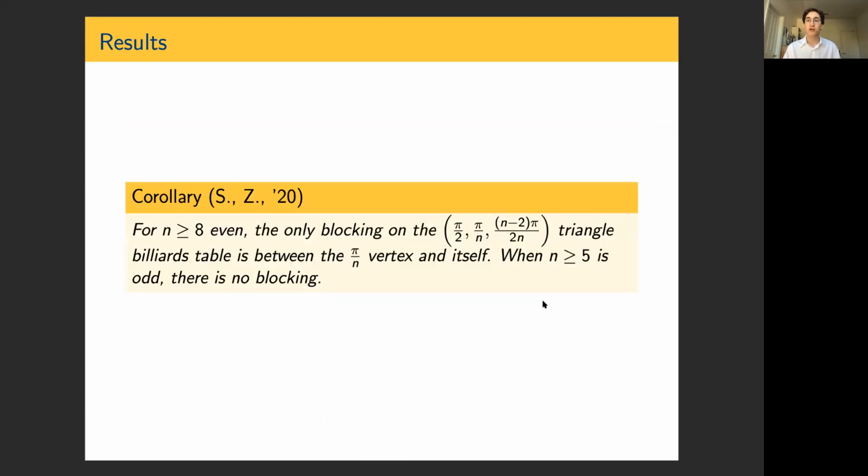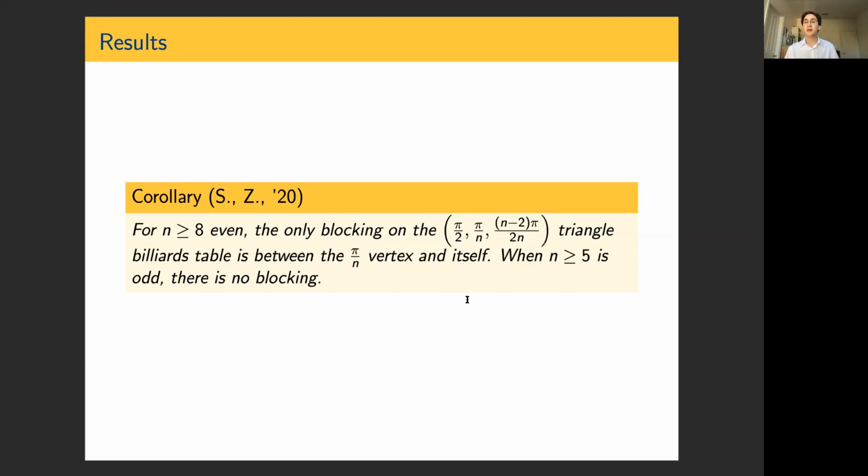This, as I described previously, has consequences for finite blocking in billiards. When n is even and greater than or equal to 8, we showed that the only blocking on this right triangle, which we talked about previously, for billiard dynamics is between the pi over n vertex and itself. In the case when n is greater than or equal to 5 and odd, then there is no blocking on this triangle.